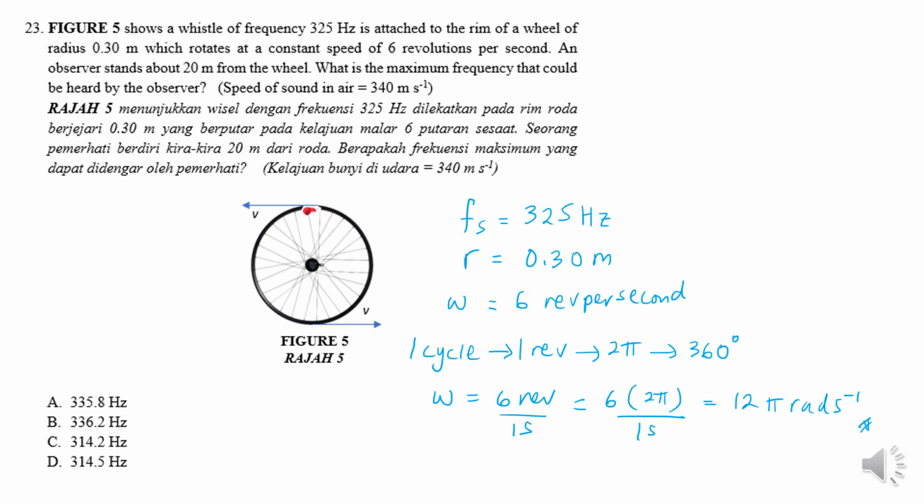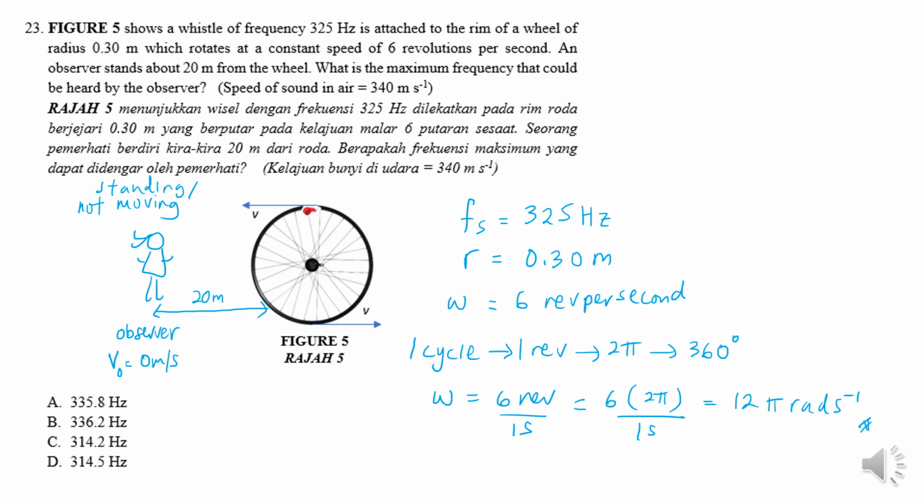Next, the observer stands about 20 meters from the wheel. So this is the observer. The observer stands, which means that the observer is not moving, so the V of the observer is 0 meter per second. The observer is standing. How far? 20 meters from the wheel.